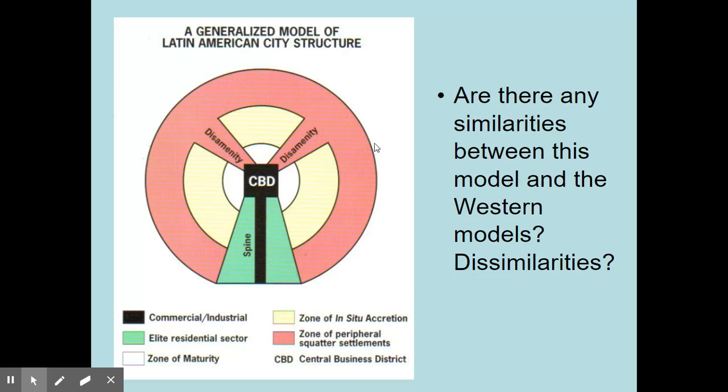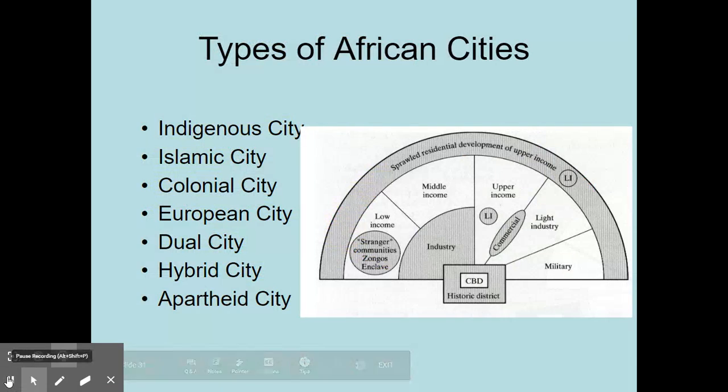And then this would be what is called the favela. The favela means a slum along the edge. This particular model is called the FORD model, and it's associated with Latin American cities.